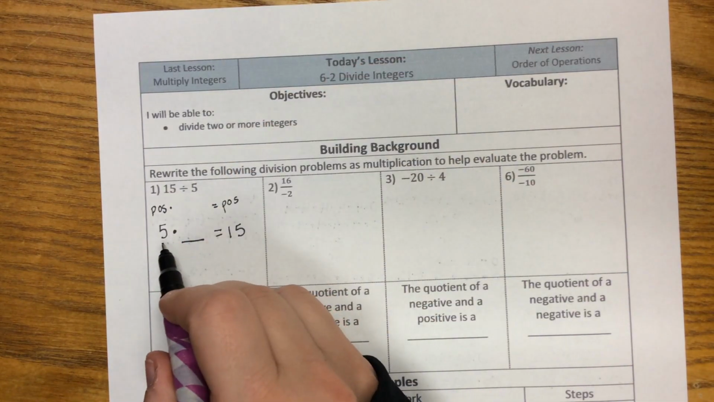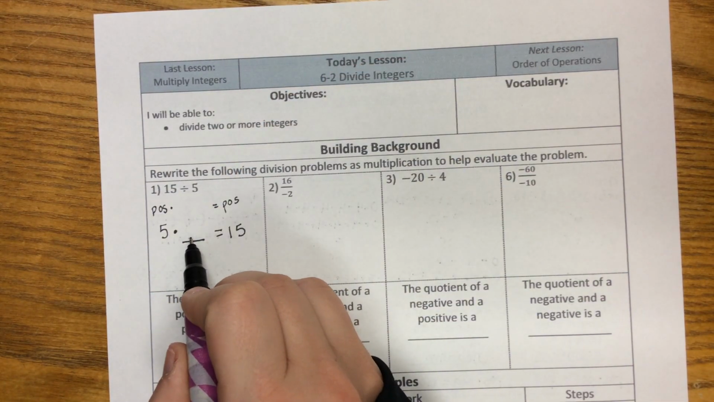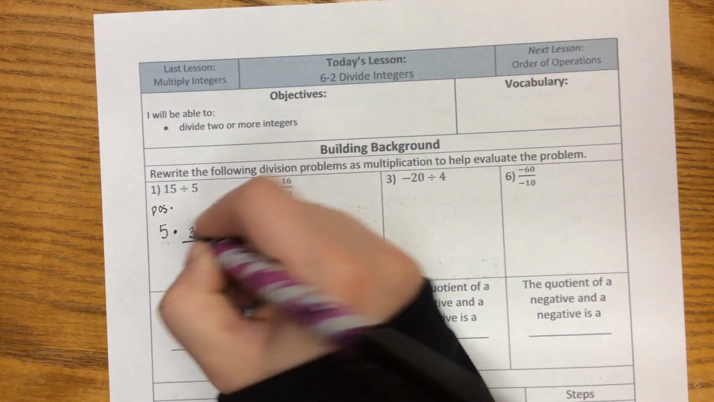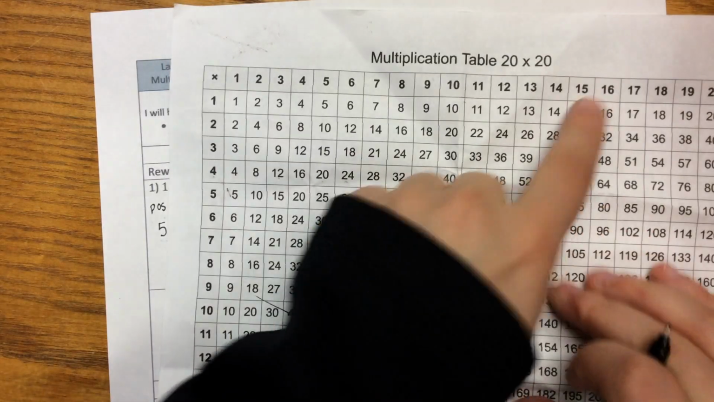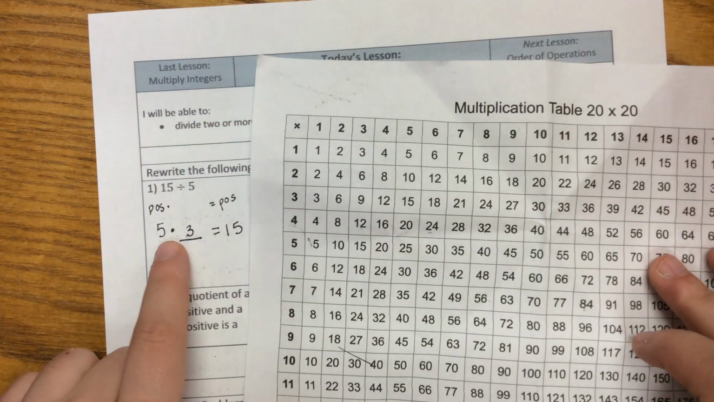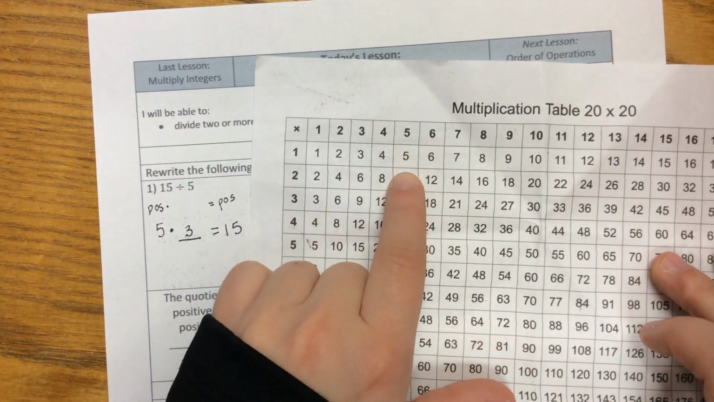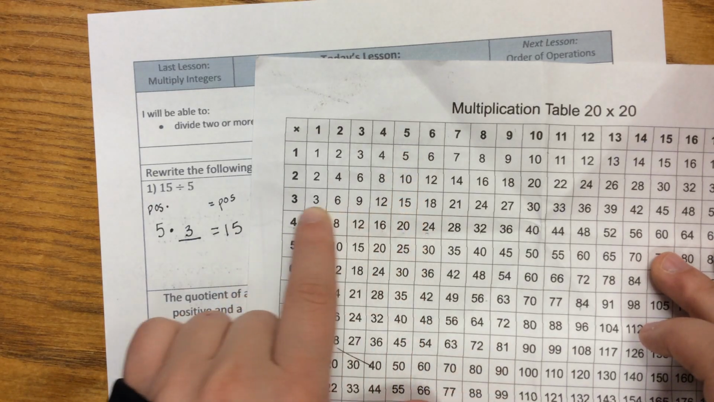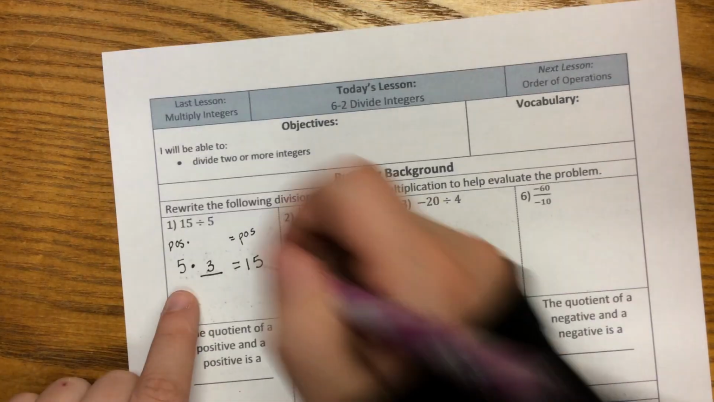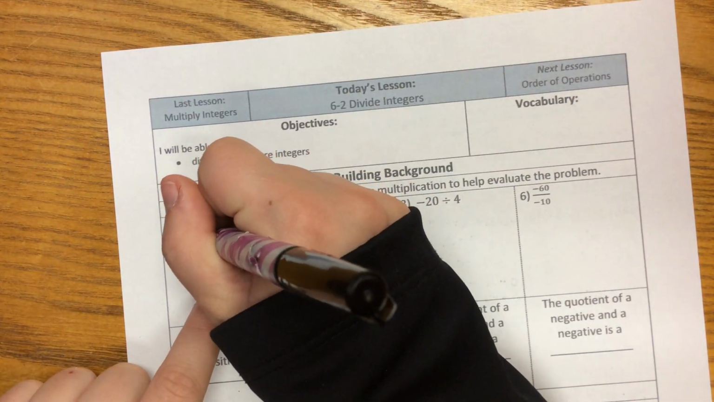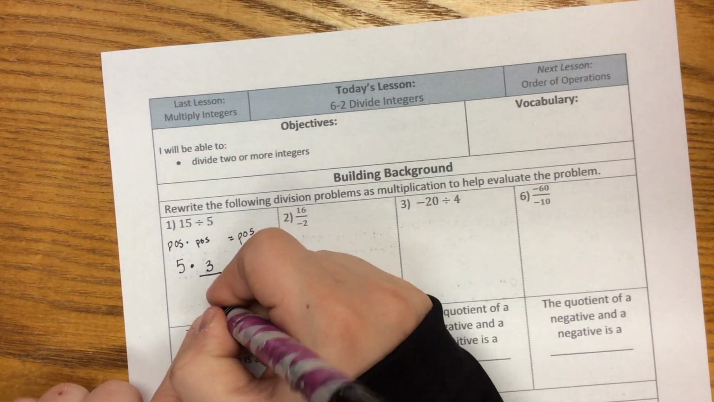So I know, first I'm going to think of my numbers. 5 times 3 is 15, and if I didn't know that, I can use my multiplication chart and find 5, and find when it equals 15. Oh, right there, and I go over, and that's 3. Okay? And a positive times a positive is a positive. So my answer is 3.